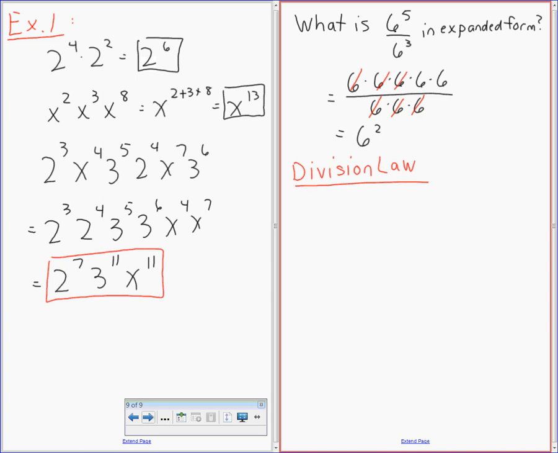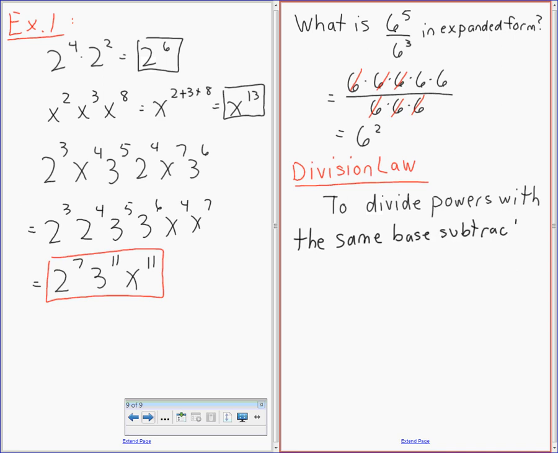To divide powers with the same base, subtract the exponents. And if I do a to the b over a to the c, that equals a to the b minus c.